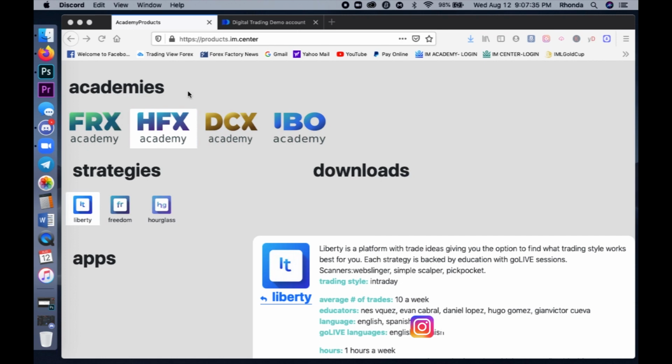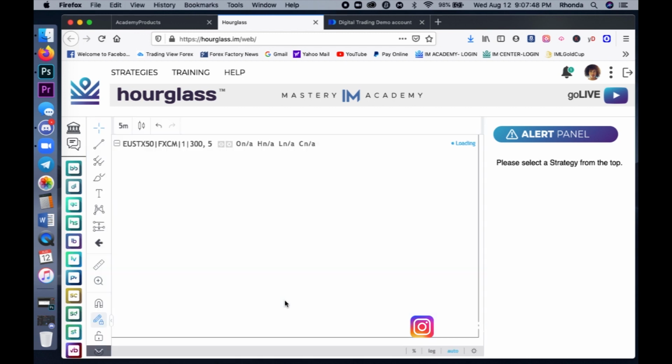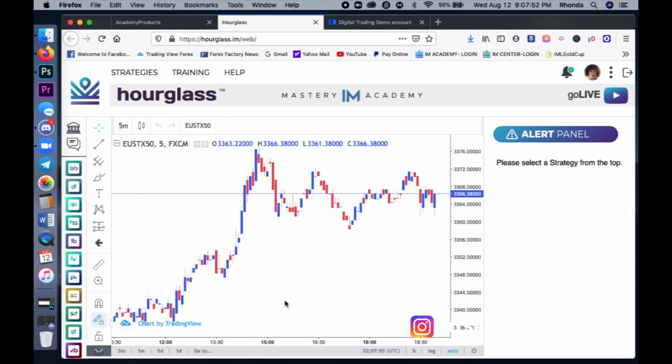Now, with the cash trap strategy, you can access this through your IM.Center. You're going to go to strategies. You're going to click on Hourglass, and then Hourglass is going to bring you to the cash trap strategy. Now, cash trap strategy is actually one of the easiest strategies that we have available. So today I'm going to break it down step by step.